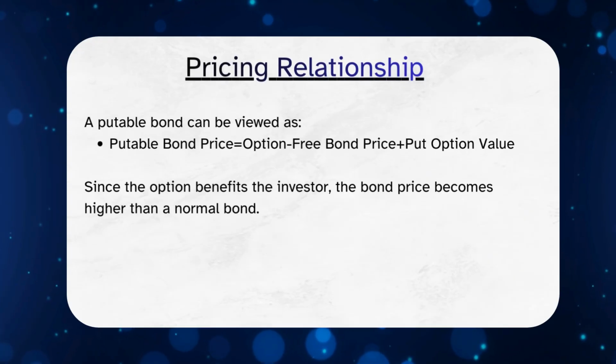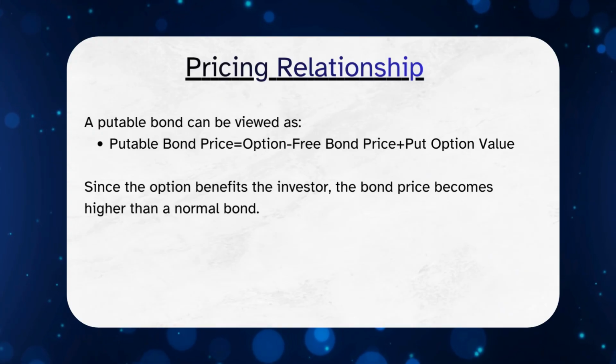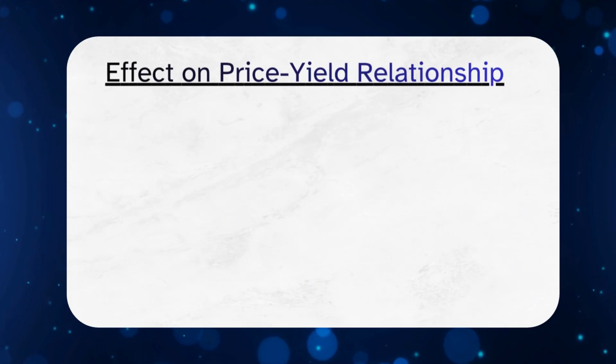The pricing relationship for a putable bond can be expressed as putable bond price equals option-free bond price plus put option value. Because the put option benefits the investor, putable bonds usually trade at higher prices compared to similar bonds without this feature. The put option also changes the price-yield relationship.